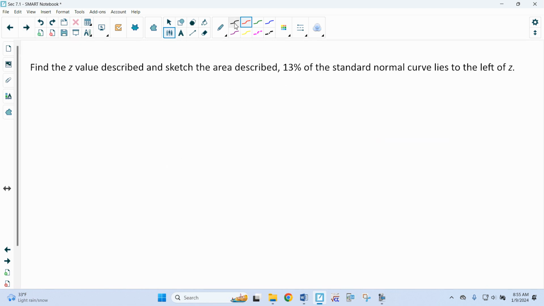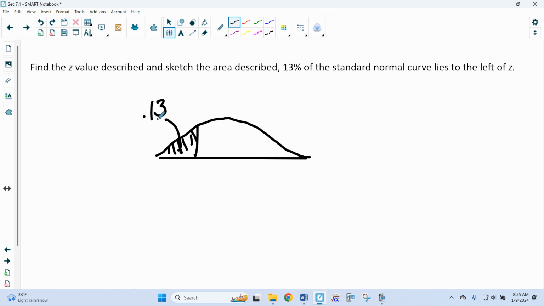Let's do another one. Find the z-value described and sketch the area described when 13% is to the left. We always want to sketch these so we understand. 13% to the left means it's less than 50%, so we're over here on the left side, because zero's in the middle.